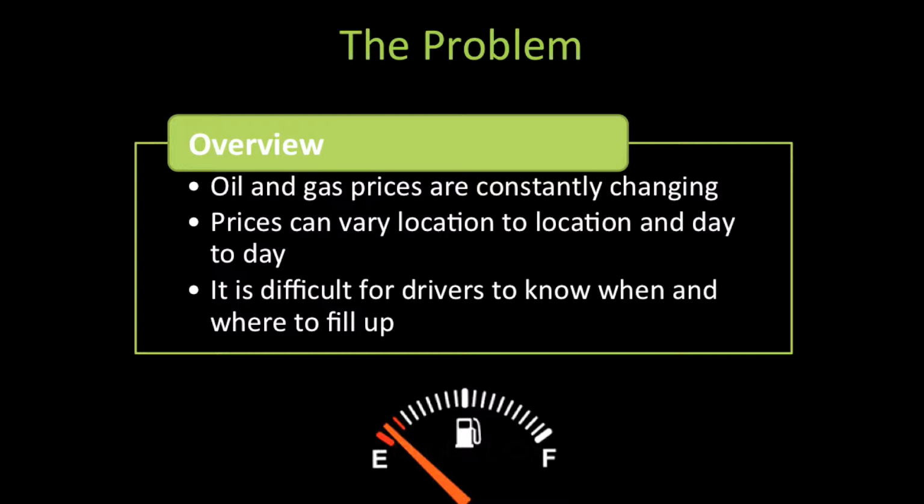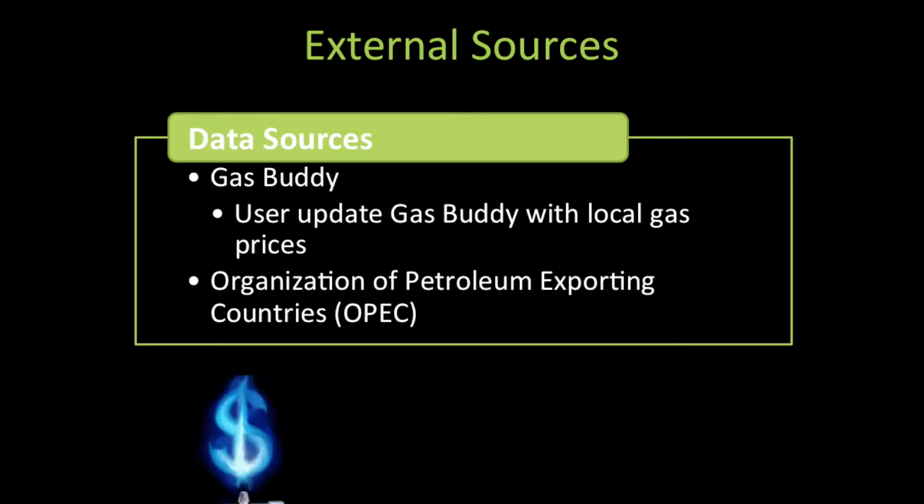Prices can also vary location to location depending on the gas station which you choose, and it is really difficult for drivers to know when and where to fill up. Usually drivers tend to just go to the location that they see, fill up their gas, and go on their way. Some external sources we use to gather our data are GasBuddy.